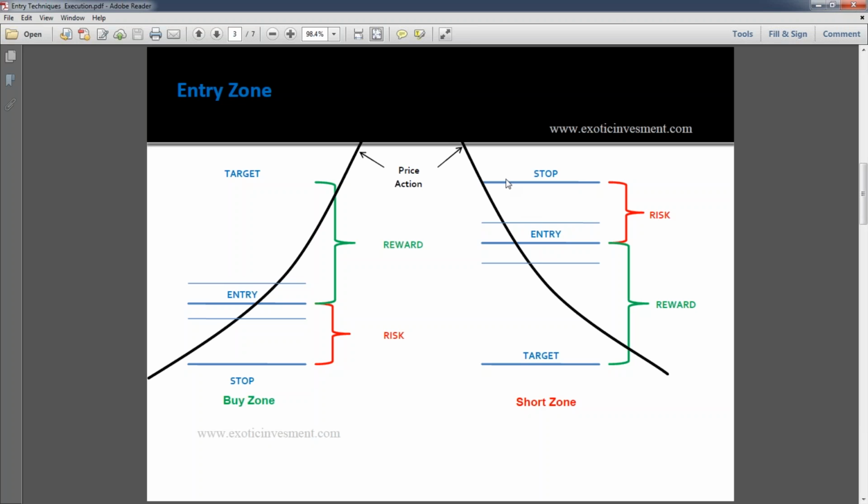When you are short selling, this will be your stop loss, this will be your entry, and this will be your target. A reward should always be at least 2 or 3 times your risk. That way you will keep a healthy move ahead, and you will not go bankrupt by trading. When you hit the target, you will hit a jackpot. When you hit a stop loss, you will take a small loss. So this is the stop level which you have to maintain.